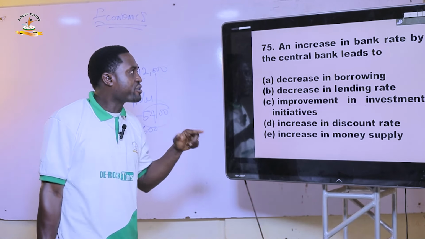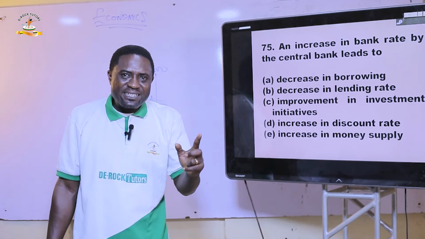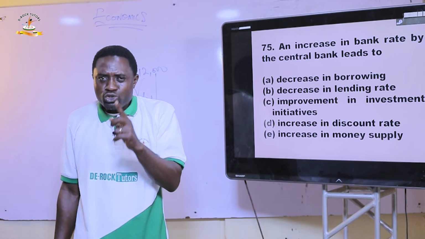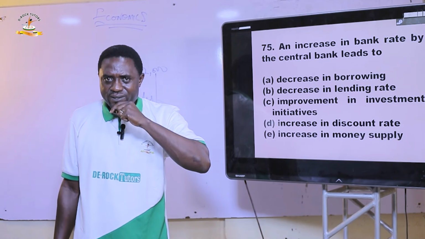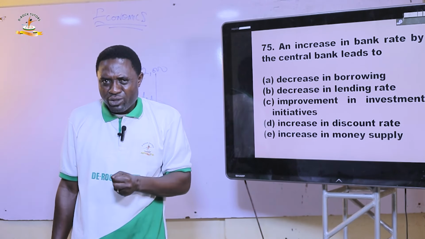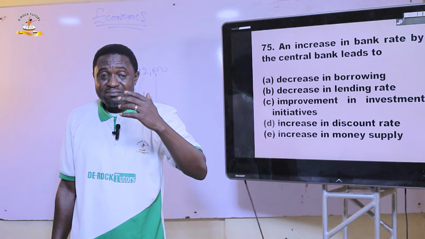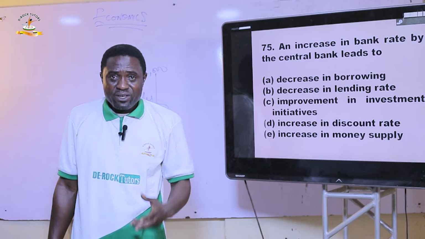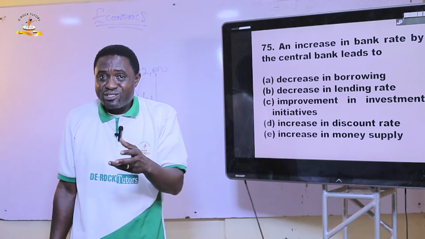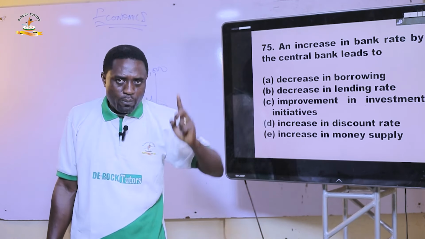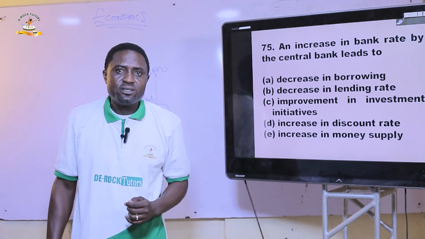The next question. An increase in bank rates by the central bank leads to what? One of the major tools that the central bank can use to withdraw money from circulation, we call it contractionary monetary policy. One of the major tools they use is to increase the bank rates. If they increase the bank rates, lending will be difficult. People will find it hard to borrow because the rate of interest will shoot up. So if the interest shoots up, people will be discouraged from borrowing.